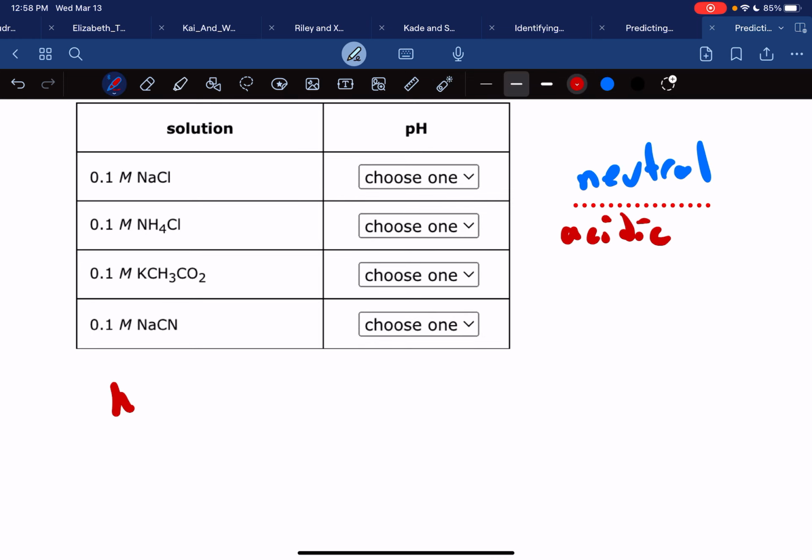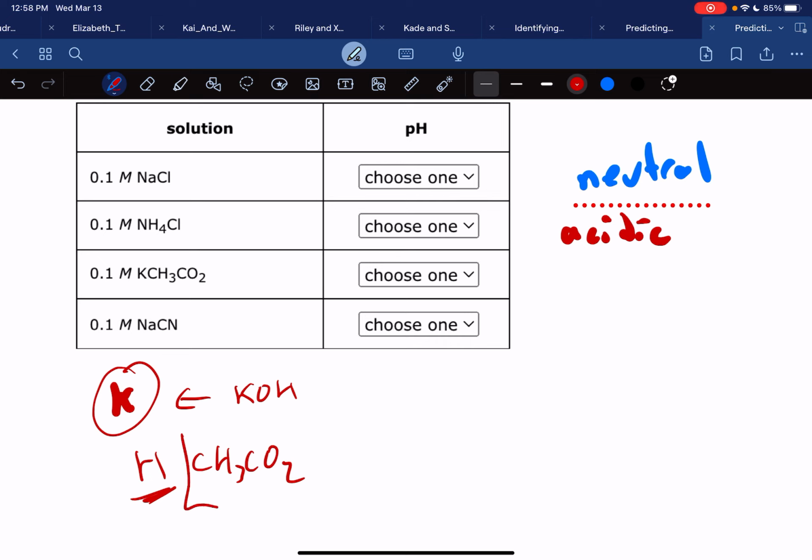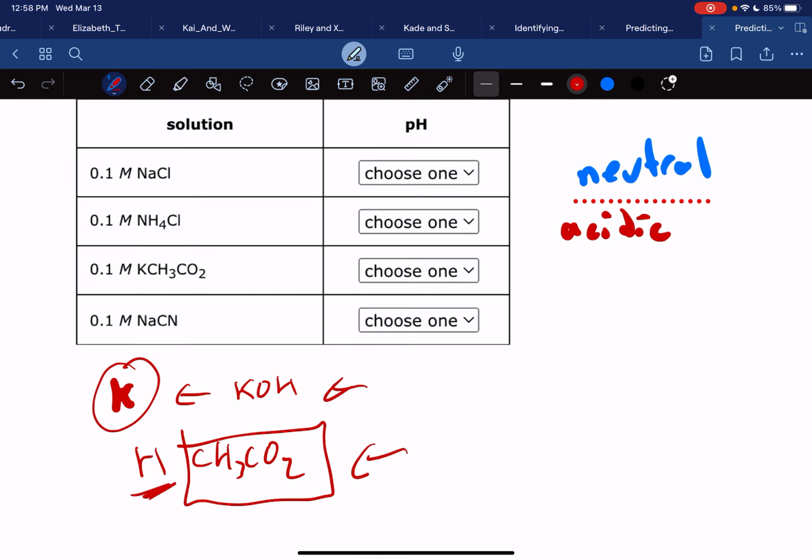So if we take K, wouldn't K be the conjugate of KOH, right? So we know that K in this case is going to be neutral. And then if we take a look at the CH3CO2, if we were to put an H in front of it, HCH3CO2, would that be a strong acid? No, it's a weak acid. So therefore, this right here is a weak base. So what we have is neutral right here, and we have weak base right here. So this is going to be basic.